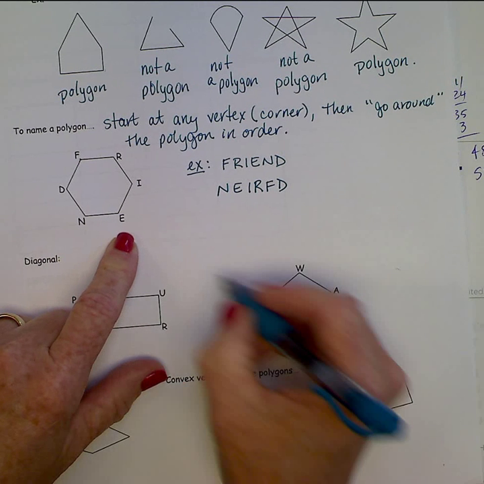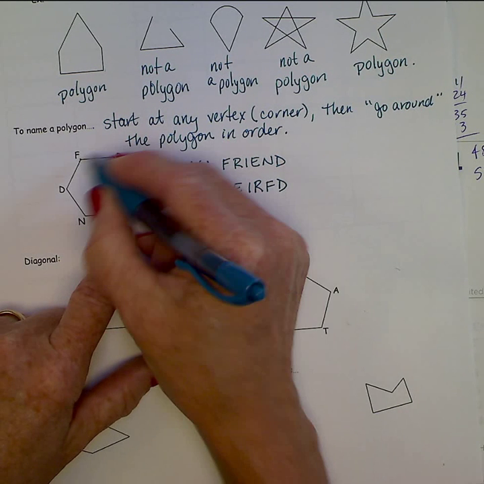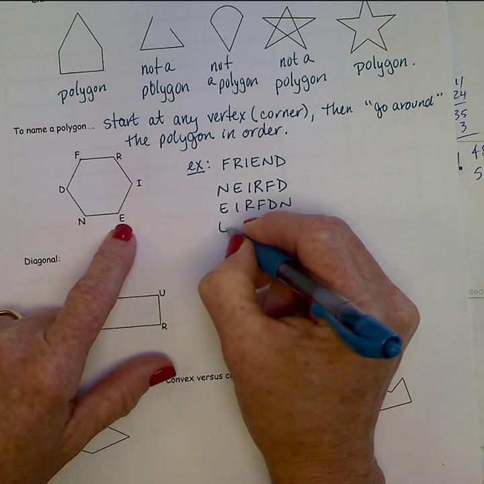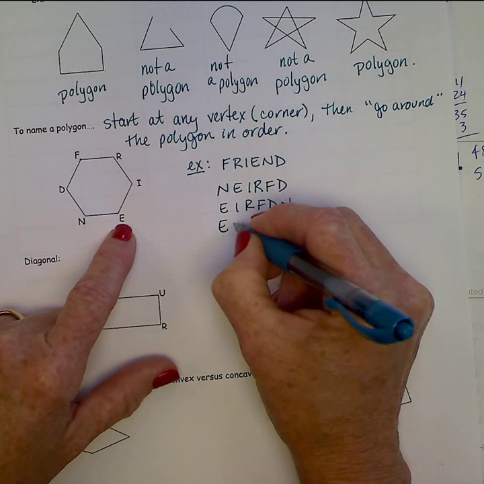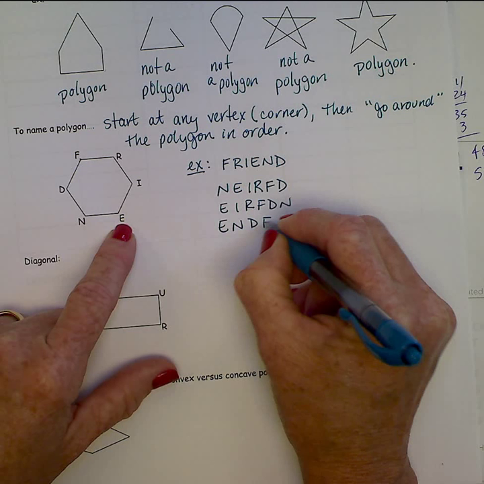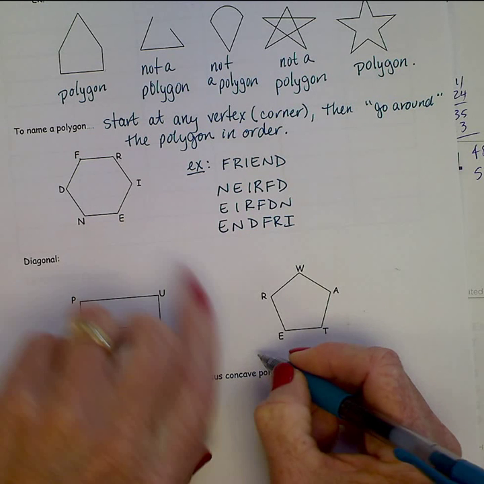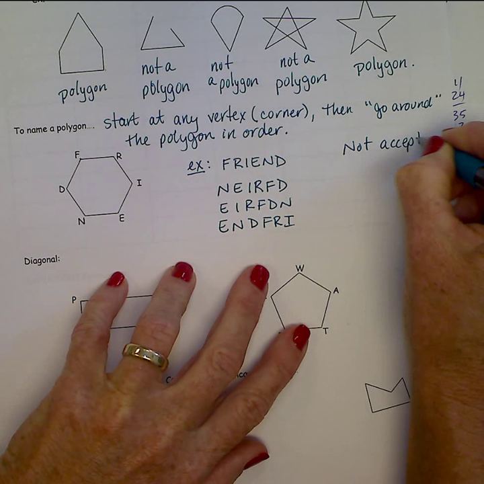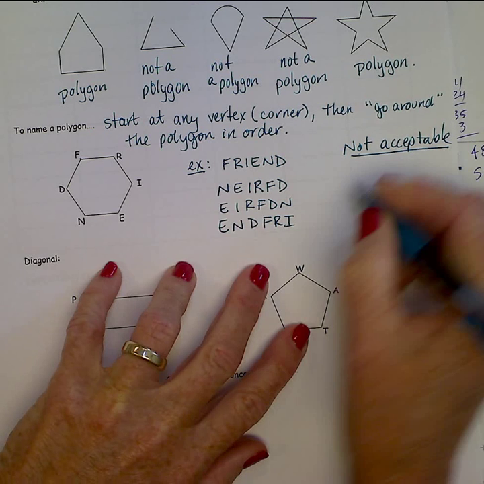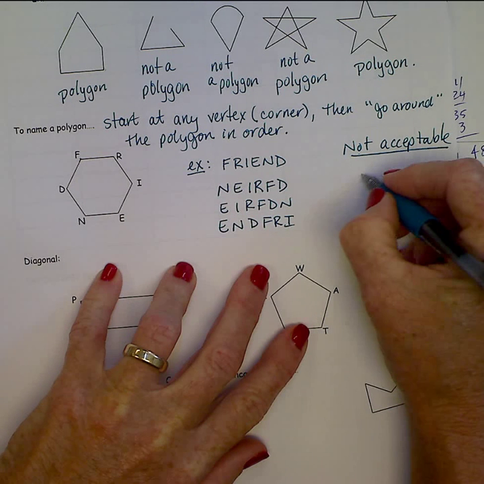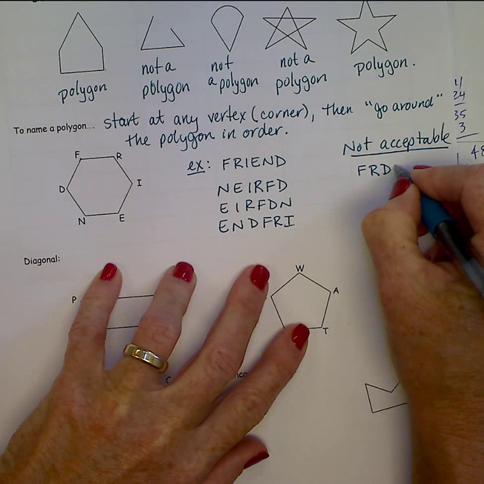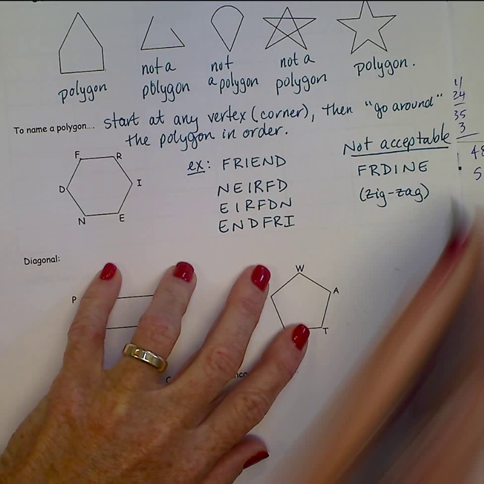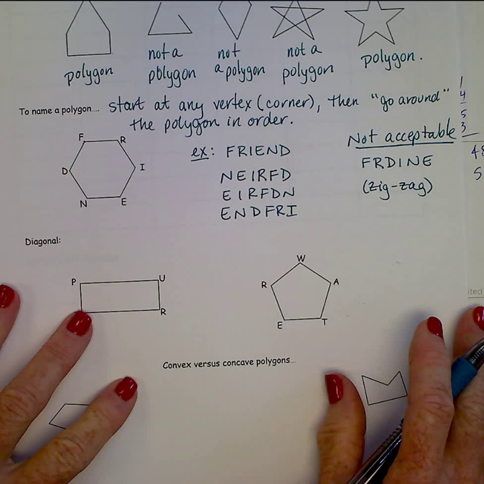We could start at E and go counterclockwise. E, I, R, F, D, N. We could even start at E and go clockwise. E, N, D, F, R, I. What's not acceptable is if we zigzag across. If we went F, R, D, I, N, E. If you zigzag across, that is not an acceptable way to name that polygon.